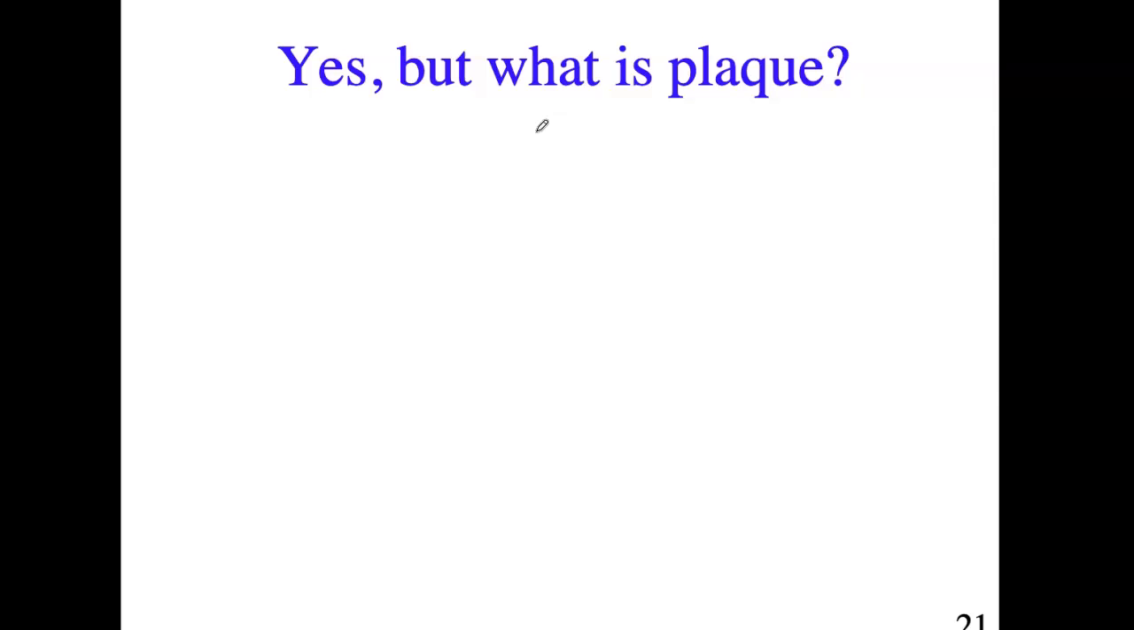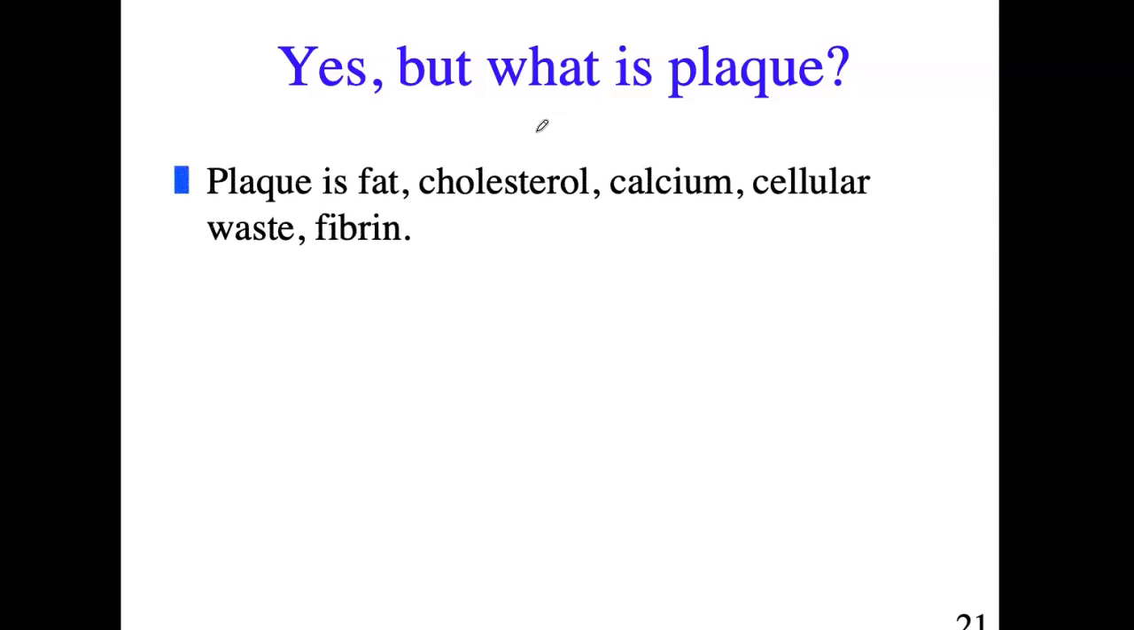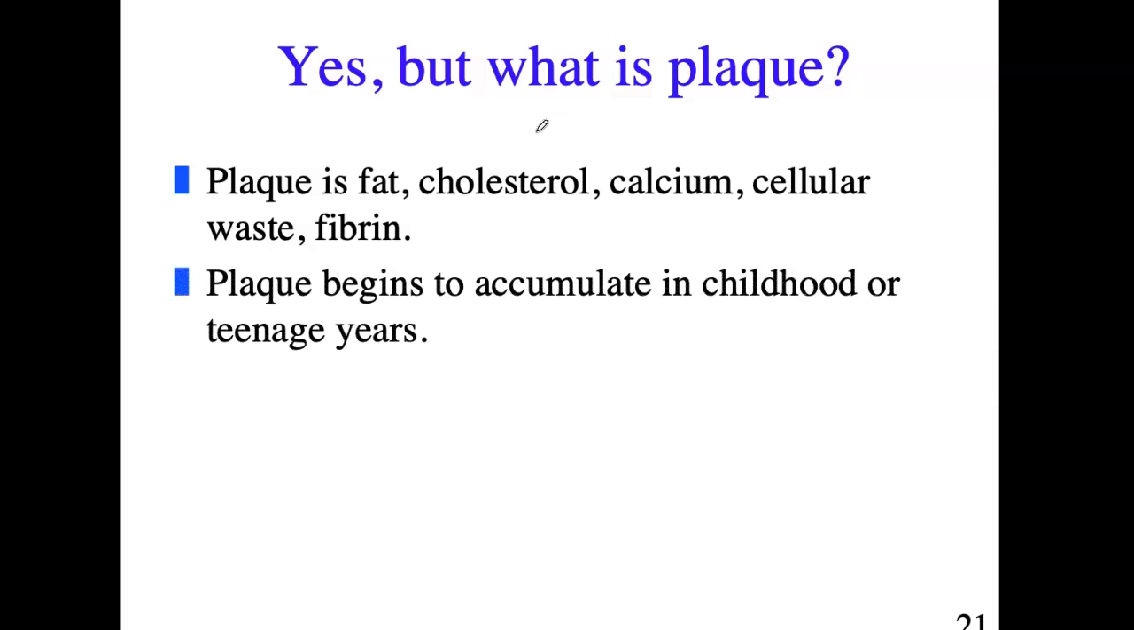So to be more precise about plaque, it's both fat and cholesterol and calcium and cellular waste, all this junk, fibrin accumulating there in the arteries. It begins to accumulate as early as childhood or teenage years. So depending on your genetics and your diet, along with those two, you could begin to have plaque as early as in your second decade, from 10 years on, actually.